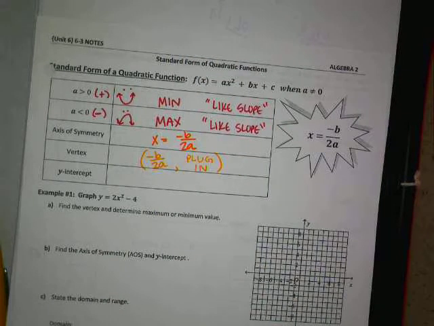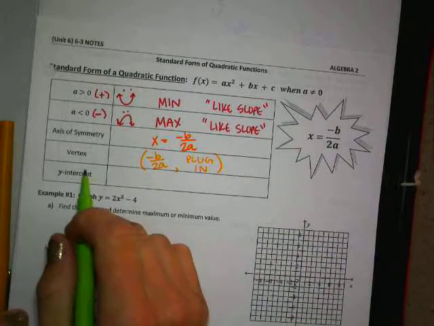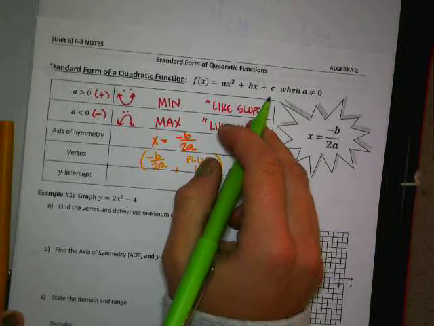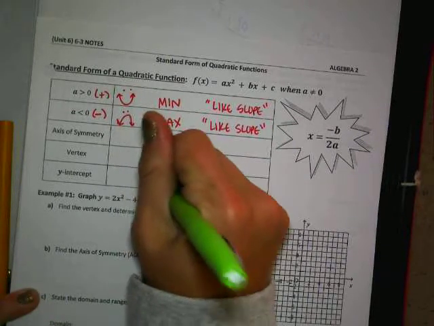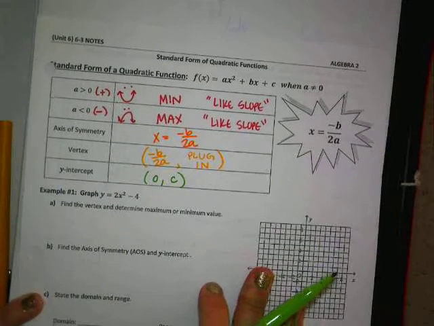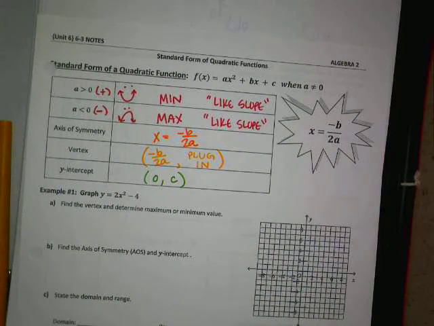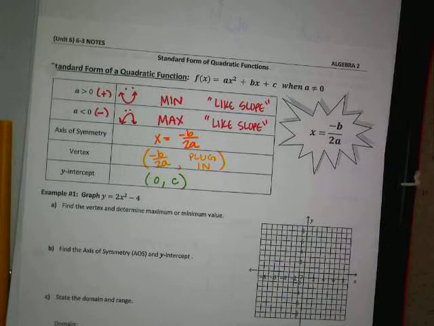So remember, where you fold your graph in half, you're always going to fold it along the vertex. So those x values will be the same. Any questions so far? All right, and then the y-intercept is your c value. So 0 comma c is the y-intercept. All right, so there's your chart if you ever need to refer back to how to find something when it's in standard form.